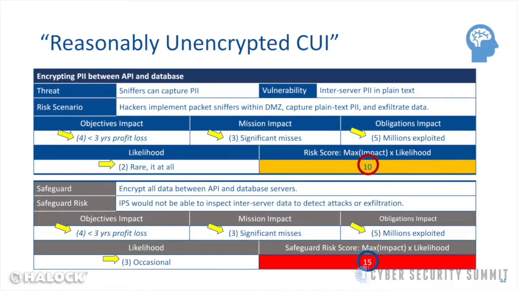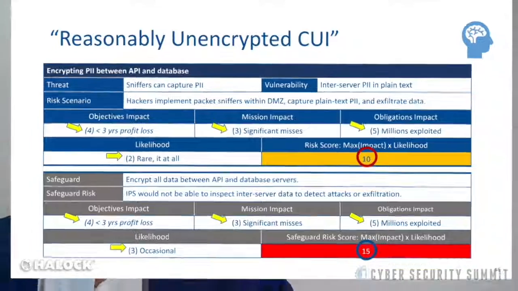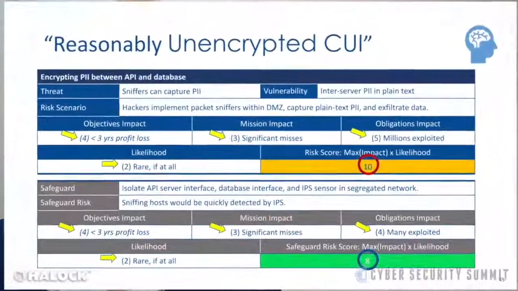Uh-oh, if I encrypt the data, I have a problem. We show what that's like on the bottom here. If the IPS can't actually look inside the data between the API server and the database server because it's encrypted, I actually have a higher risk than I have with the potential of a sniffer joining my network and somehow grabbing unencrypted data. I can have a safeguard that gives me a greater risk than the risk that it's meant to prevent, right? Now, that doesn't mean that I just allow the information to be continuously unencrypted and not change anything. I have an unacceptable risk in having the data unencrypted to begin with.